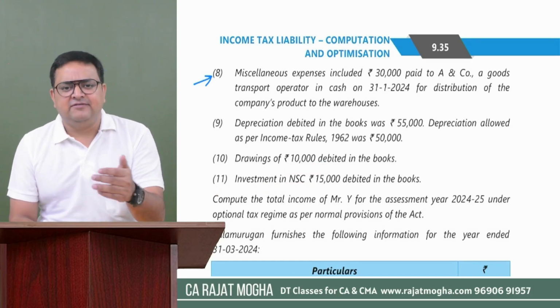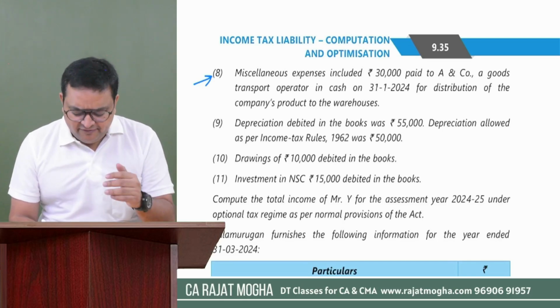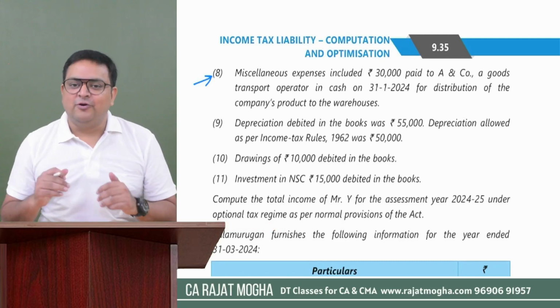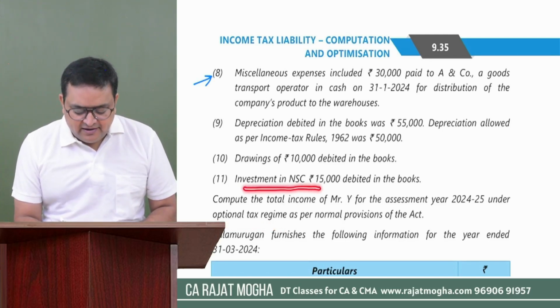The 11th point says investment in NSC. NSC is National Savings Certificate. We know the deduction is available under 80C. And whether we can give the deduction under 80C over here, the answer is yes, because we are following the optional tax regime. So we can give 80C. Let's read it. Investment in NSC is 15,000 rupees debited in the books.